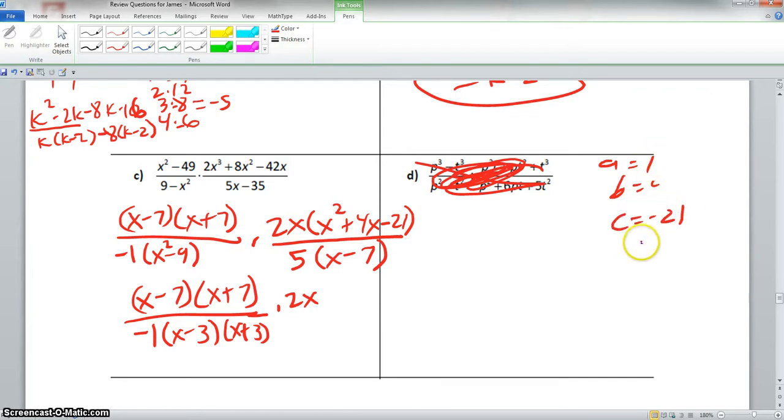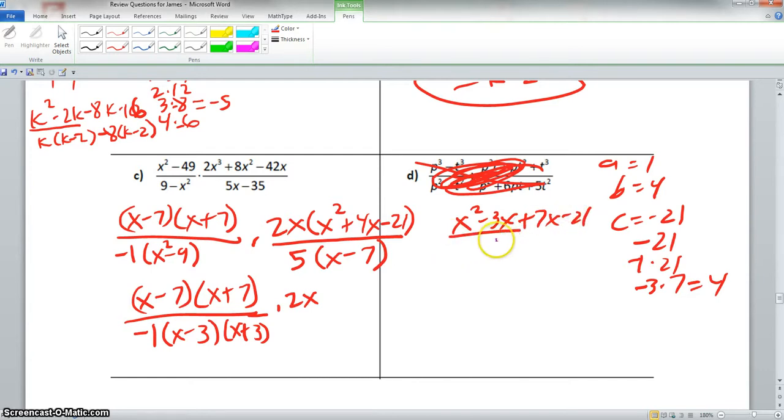So we'll multiply a and c, which will give us negative 21. And then our factors of 21 are 1 and 21 and 3 and 7. So whenever we multiply a and c and it gives us a negative, but our b is positive, that means that our lower numbers are negative. And when we add these numbers together, only negative 3 and 7 will give us 4. So we will have x squared minus 3x plus 7x minus 21.